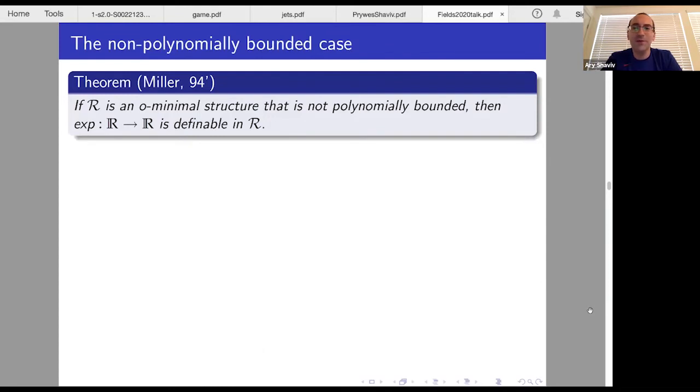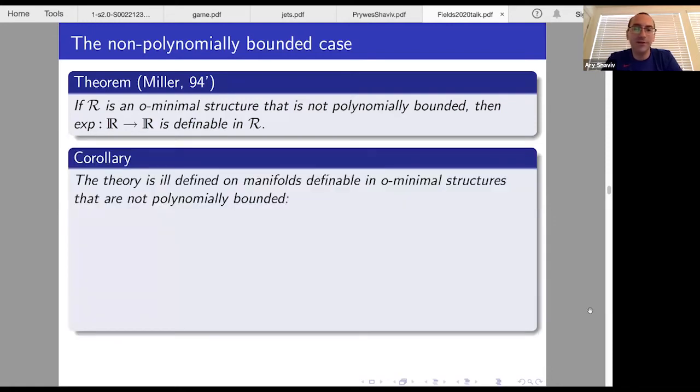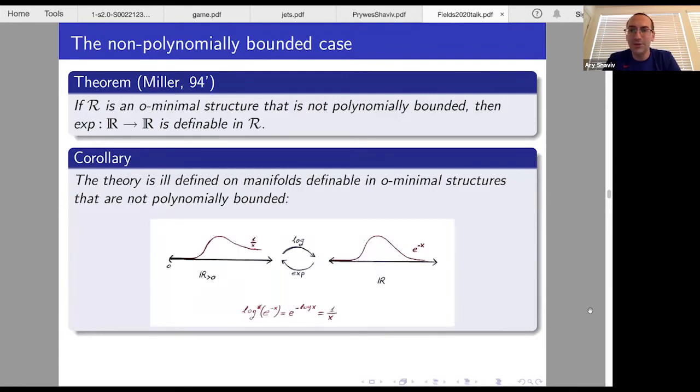We have a polynomially bounded O-minimal structure, or an O-minimal structure that is not polynomially bounded. In the second case, the global exponential from the real line to the real line is definable. So this immediately tells us that almost nothing works in this case, because in any O-minimal structure that is not polynomially bounded, we will have the example that we have already seen.